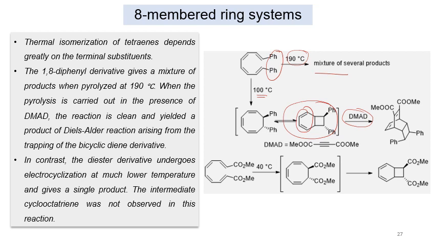Whereas when you have the diester, such issues do not arise, and even at such low temperature, you end up getting a fantastic reaction, the conrotatory ring closure followed by a disrotatory ring closure to give you this stable product. In this particular case, surprisingly, the intermediate is not observed. The reaction is so feasible that it directly gives you this end product arising out of two cyclizations.